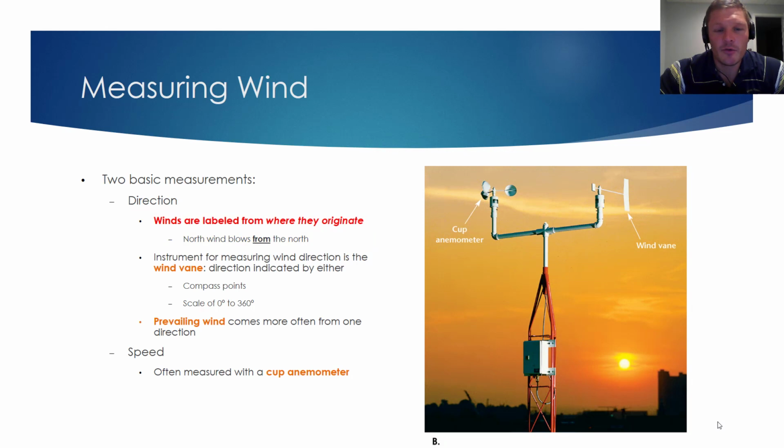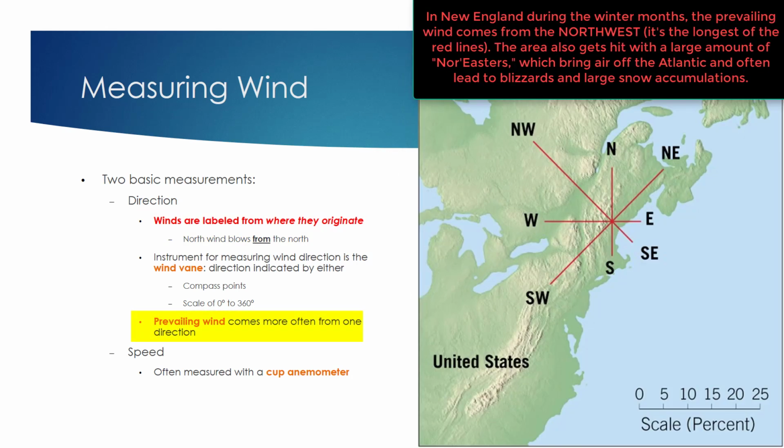Another very important concept regarding wind direction is prevailing winds. A prevailing wind will come more often from one direction than another direction. For instance, here in the Midwest, we have prevailing winds that tend to come from the westerly direction because of the westerlies. Now that doesn't mean the wind always comes from the west.